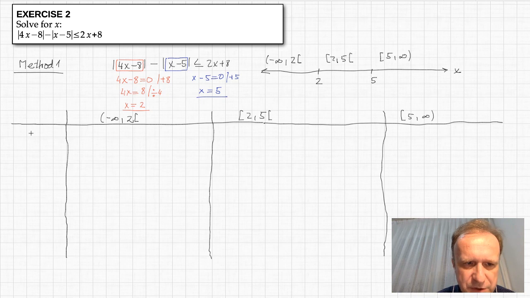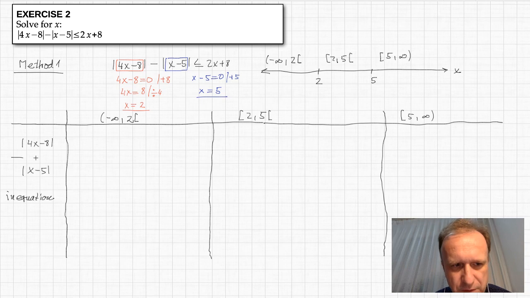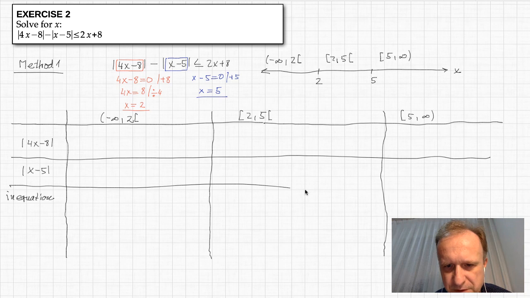Now the first expression I'm going to replace is the modulus of 4x minus 8. The second one is the modulus of x minus 5. Now here we are going to have the inequation itself. Okay, so this is the preparation phase, and now let's move to the solution. So I'll draw these horizontal lines just for convenience.